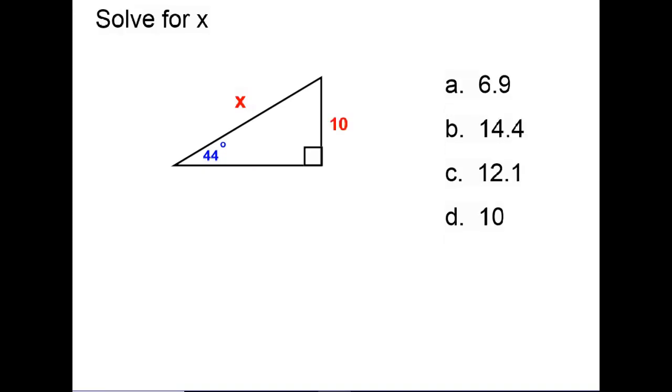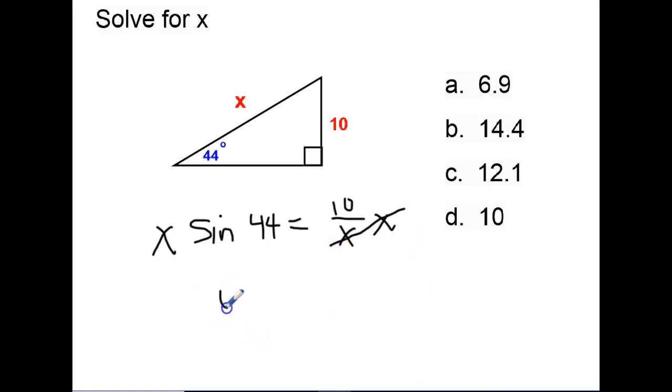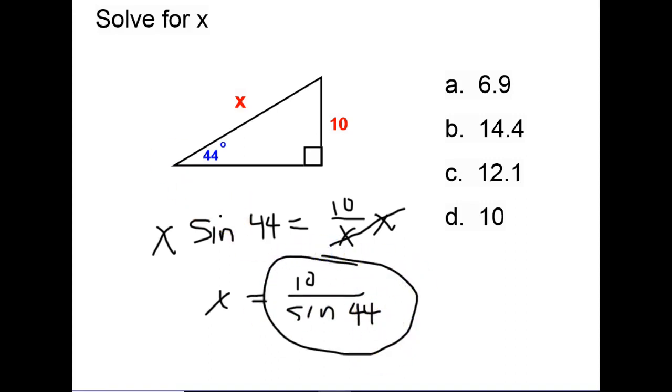This being the most difficult one because you end up with the x on the bottom of the fraction. Those are the ones that are difficult. This one, we've got an opposite and hypotenuse, so that's another sine problem. So the sine of 44 is equal to 10 over x. You've got to get the x out of the bottom. So that's going to end up being x sine 44 is equal to 10. And then to finish getting x by itself, you're going to divide both sides by sine 44. So it's going to be 10 over sine 44. And type this into your calculator, and you'll get the answer.